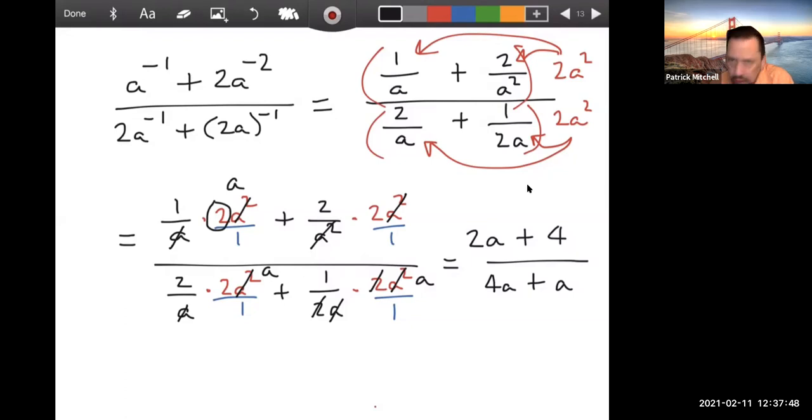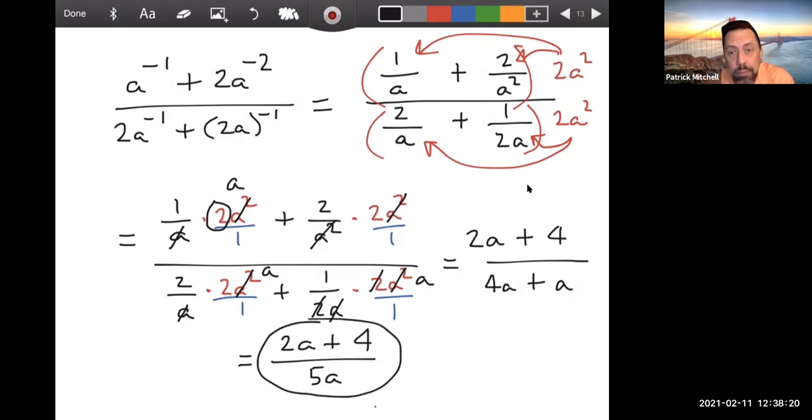The only thing I would say you should definitely do is combine the like terms downstairs. That would give you 2a plus 4 over 5a. Can you simplify that? Well, no, I think it's pretty clear that the numerator and the denominator don't have any common factors. The only factors on the bottom are 5 and a. And I think it's pretty clear that 5 and a are not factors of the numerator. So we are done with that problem. We are done with section 7.7. And we are done with chapter 7.